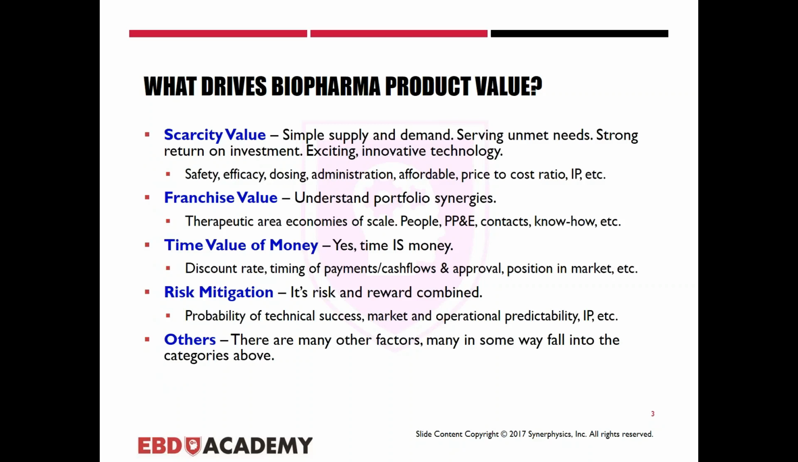So from a qualitative standpoint, what really drives the value of biopharma products? The first one is the more obvious of the ones on this list, and that's scarcity value. It's simply supply and demand, serving unmet needs, and a very strong return on investment, exciting, innovative technology, and those sorts of things. The list just below that lists some of the details that might lead to scarcity value, and it's basically all about differentiating your product from other products that might make it more valuable.